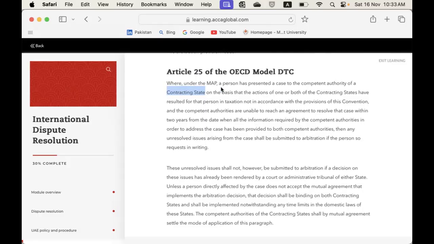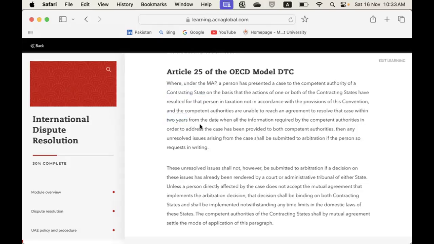Where under the mutual assistance procedure, the person has presented a case to the competent authority of a contracting state, that will be in case of UAE FTA, on the basis that the actions of one or both of the contracting states have resulted for the person in taxation not in accordance with the provisions of the convention. When we say convention, that means double tax convention, double tax agreement. And the competent authorities are unable to reach an agreement to resolve that case within 2 years from the date. So key point, guys, remember 2 years.